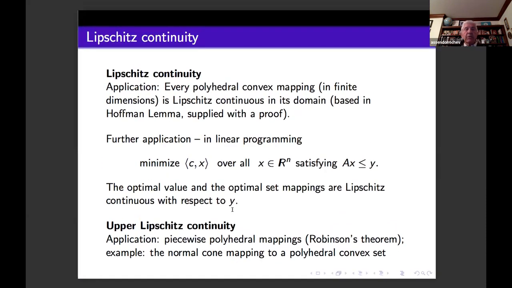The next step was to introduce the upper Lipschitz continuity in the sense of Robinson, who in his famous theorem proved that every piecewise polyhedral mapping, I call it piecewise polyhedral, this is actually a mapping whose graph is the union of polyhedral convex sets, is upper Lipschitz continuous. An important example is, of course, the normal cone mapping to a polyhedral convex set. So we go into nonlinear programming with this.